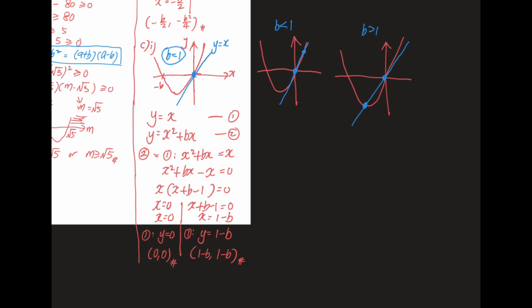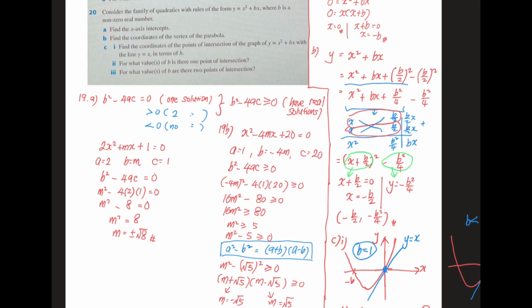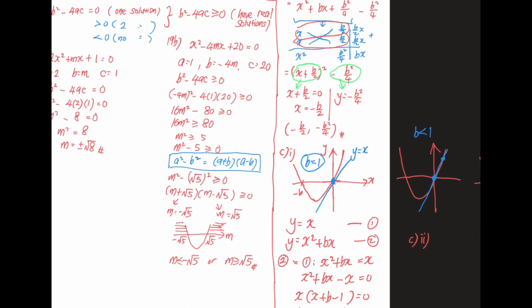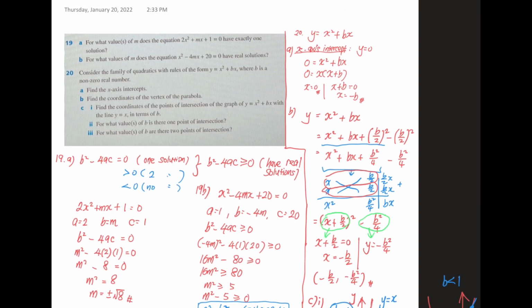Okay, now we answer C part 2. What they ask is, for what values of B is there one point of intersection? So B is 1, this case. Okay, so we just write it down. B equal to 1. And now we look at part 3.